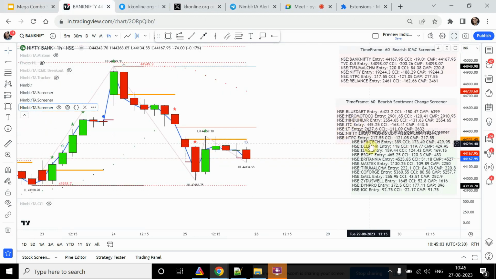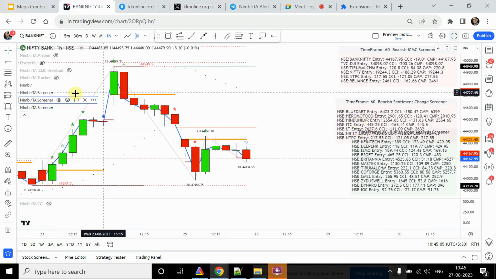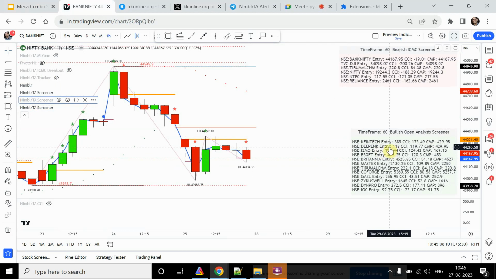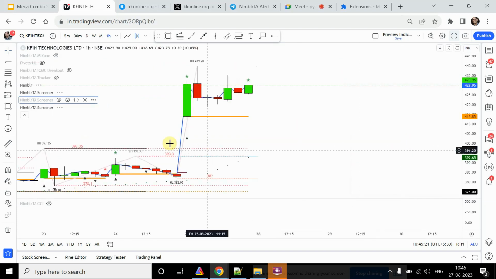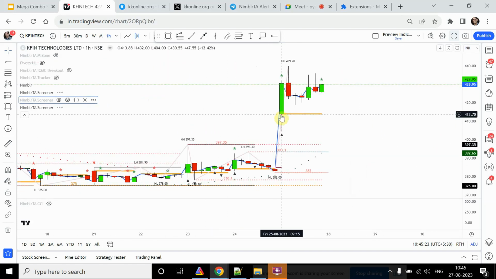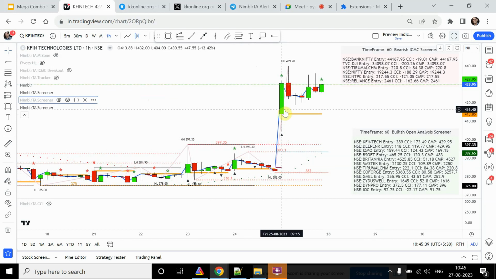Over here we get more stocks, so in that case we can probably just disable this part. So with open analysis, for example, K FinTech was identified. That means if I go to K FinTech again, we would be looking at it from an open point of view. The open of K FinTech over here was above the prior day, and even the subsequent previous day's open was crossed on the upside. So this open was higher than the previous day's open. That is why it has been identified.